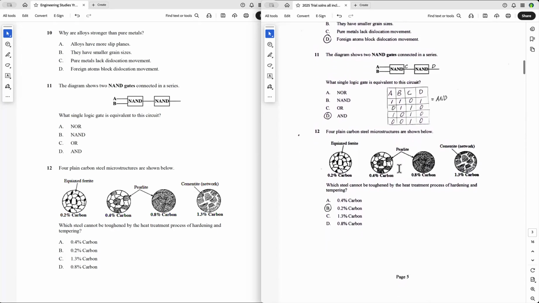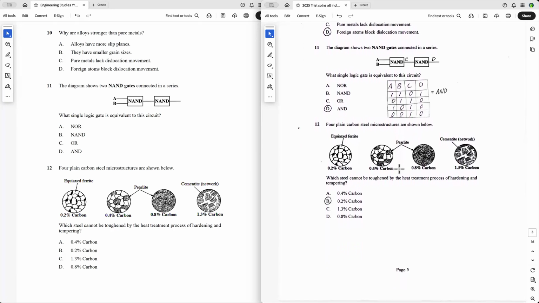Next question is on mild steel structures. Plain carbon steel microstructures shown below. Which steel cannot be toughened? You know that any steel that has below about 0.3% carbon cannot be heat treated. The only way that you can harden that is by work hardening, and so B is the correct answer there.